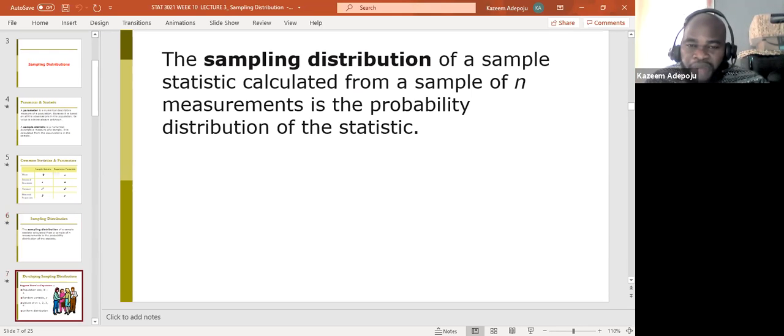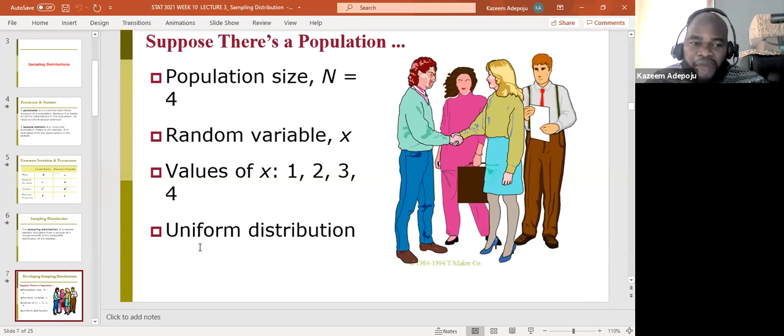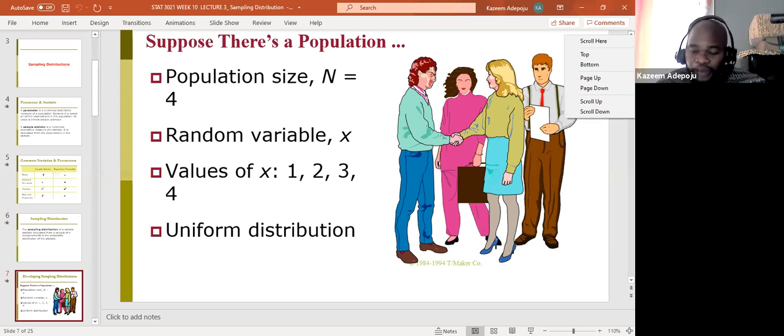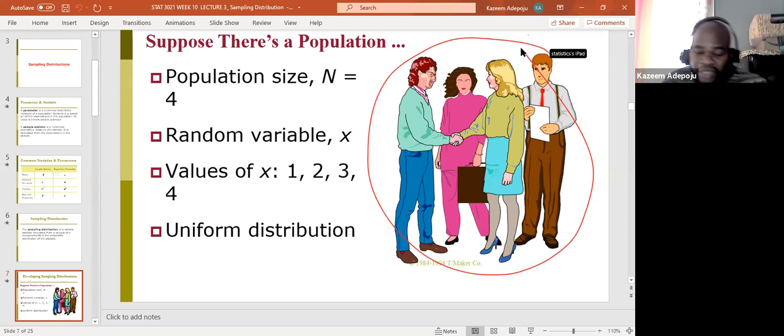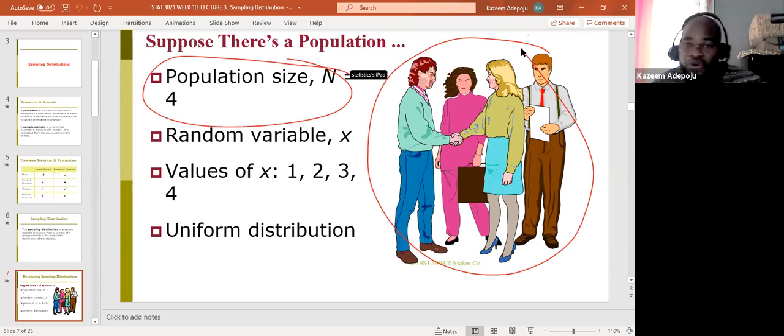Now, I want to demonstrate something to you right now. Take a look at what I'm projecting. Suppose we have a population of 4 people. I have 4 people right here, and that is why the population size is equal to 4. Of course, the random variable X is going to be from 1 to 4.